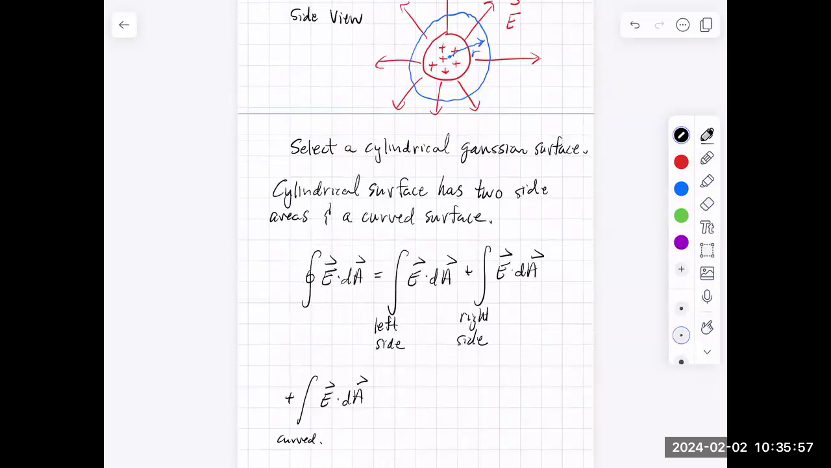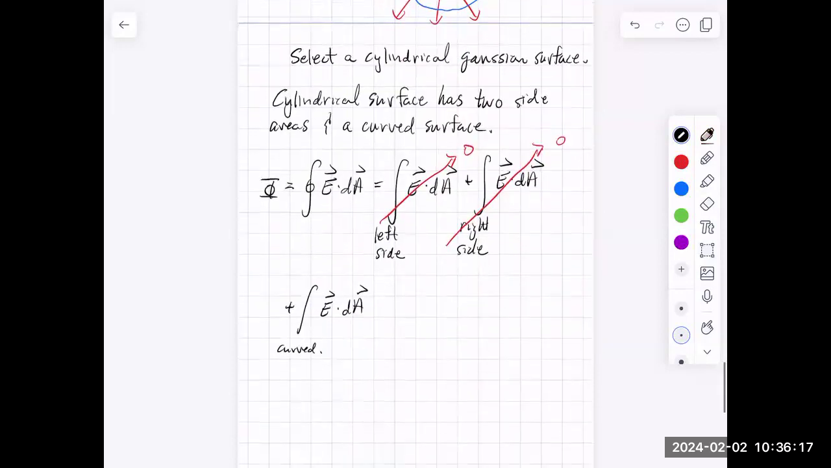But because the electric field is perpendicular to the normal vector of the two side surfaces, the dot product is going to vanish. And so these are going to contribute 0. This is going to contribute 0. And we're left only with the side surface. So in this case, the flux that we're trying to calculate is just E dot dA. Sorry, did I say side surface? We're only left with the curved surface.